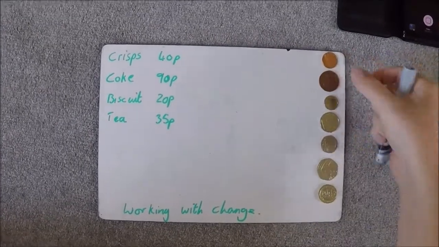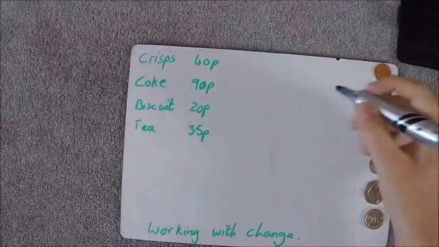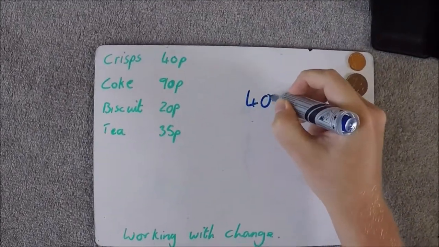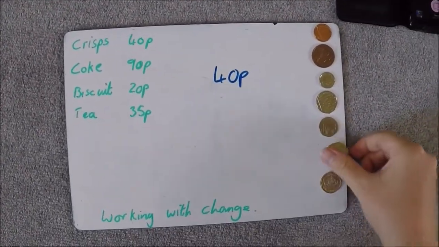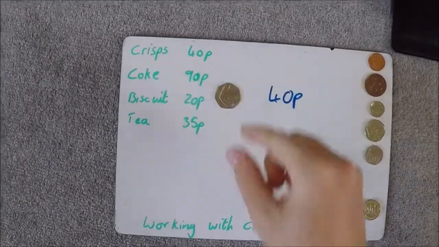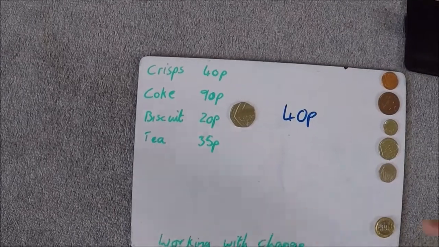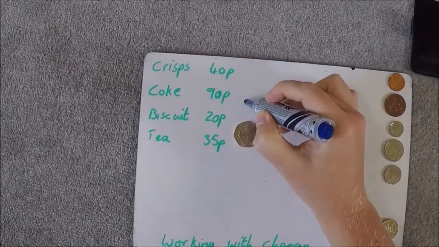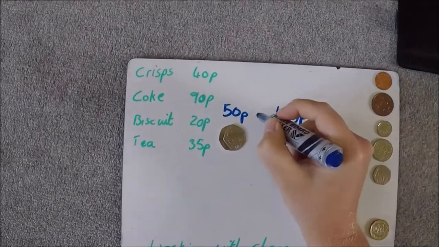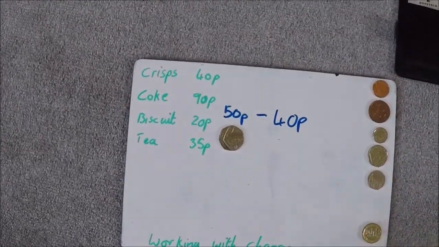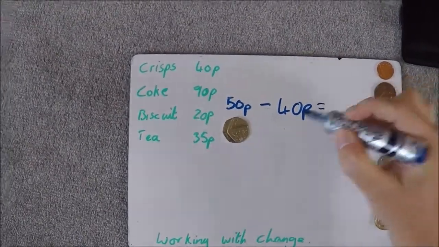Okay, so for example, if I wanted to buy a packet of crisps, which is 40p, but in my wallet or my purse I've only got, let's say, a 50p, I can't pay 50p because that's too much, so I get some of that money back. So we think about the money we're spending or giving over, our 50p, and we take away how much it costs to buy the product. So it's our 50p take away our 40p.